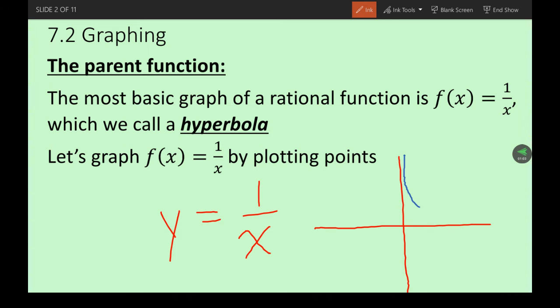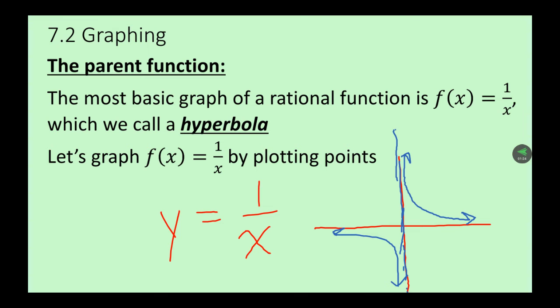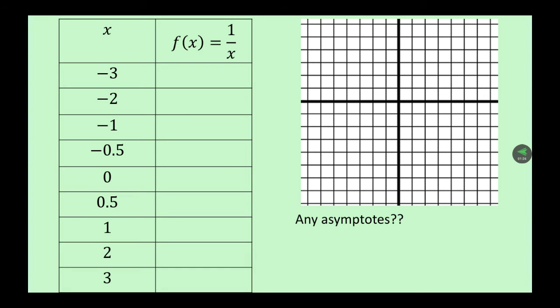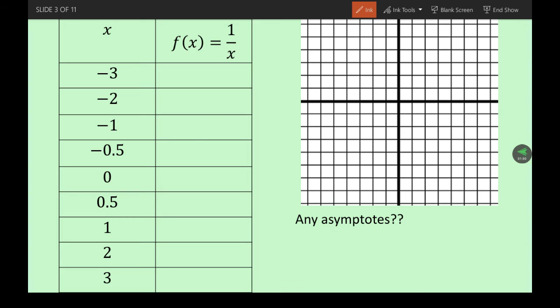So a hyperbola usually has sort of 2 pieces. And the reason there's 2 separate pieces is because they're divided by a line that the graph never touches but gets really close to that we call an asymptote. So let's try and graph 1 over x by just plotting points. Even if we have no idea what it looks like, we can always grab a calculator, plug in a whole bunch of points, and hopefully see what our curve will look like.